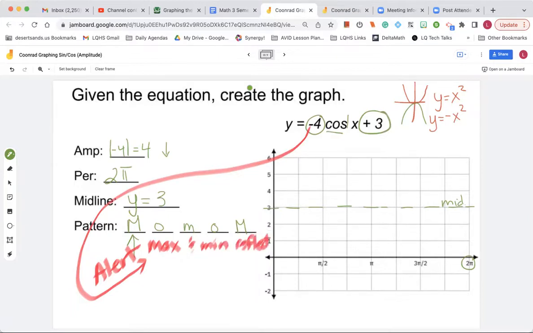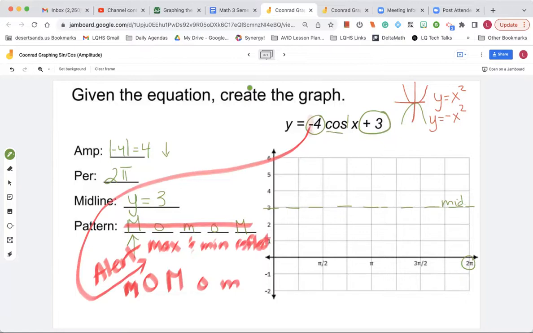Okay, so instead of starting out at the max, I'm going to start out at the minimum. Then I'm going to go to 0. Then I'm going to go to the maximum, 0, and end at the minimum. So this doesn't apply. Why? Because we have a negative. We have a negative A.